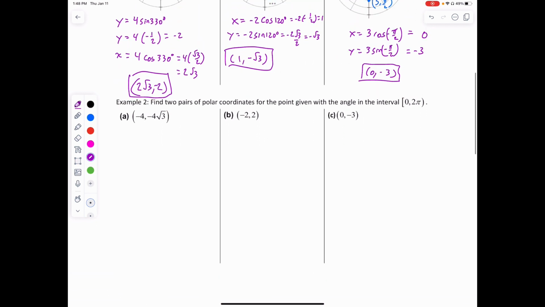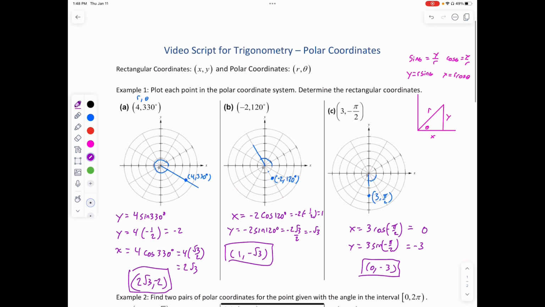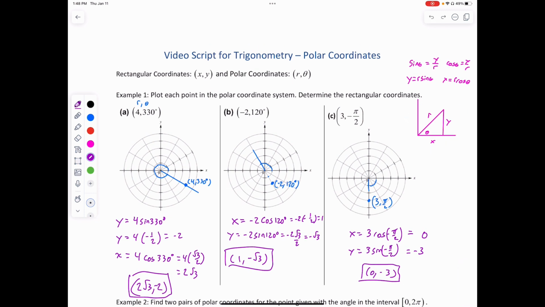Let's find two pairs of polar coordinates for the point given with the angle in the interval 0 to 2π. So notice they're asking us to find two pairs of polar coordinates. This seems to imply that there's actually more than one way to represent something in polar coordinates. Well, let me go back to this picture for a second here. There's a couple other things that I know. Yes, sine and cosine can be used in this triangle, but so can tangent, and so can the Pythagorean theorem.